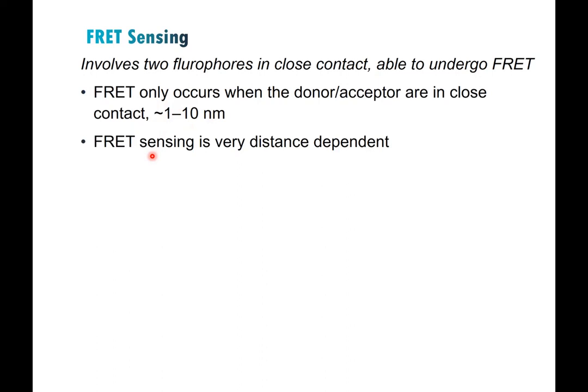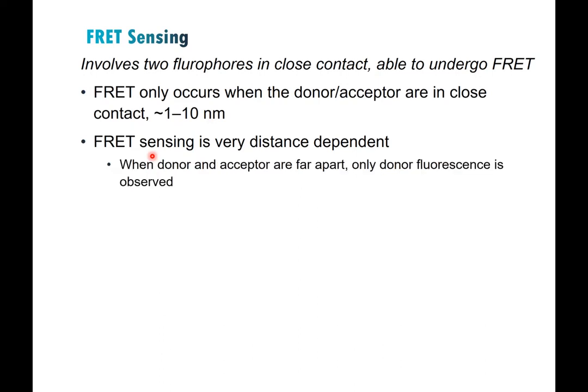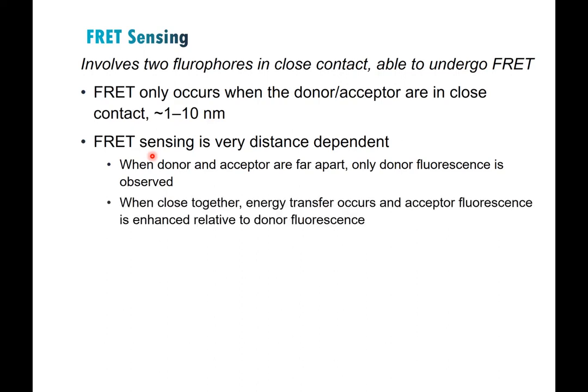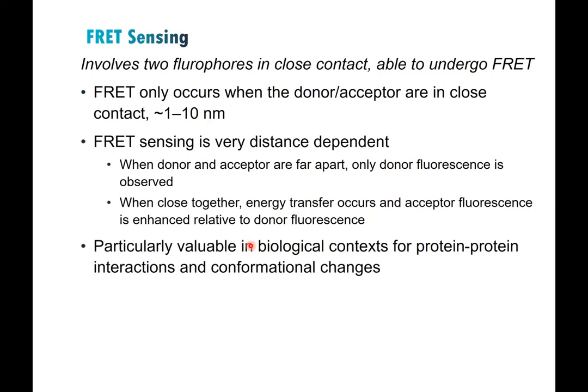FRET sensing is very distance dependent. It has a 1/R^6 dependence that we introduced when we talked about FRET a few weeks ago. So basically what happens in FRET sensing is that when the donor and the acceptor are far apart, only the donor fluorescence is observed. You'll just see fluorescence from the one component. You have to selectively excite that one. But then when they come together, you still selectively excite the donor, but there's energy transfer from the donor to the acceptor, and you now start to see fluorescence also from the acceptor. So in some way, when we see the spectral profile, you'll see that it has almost a built-in ratiometric response.